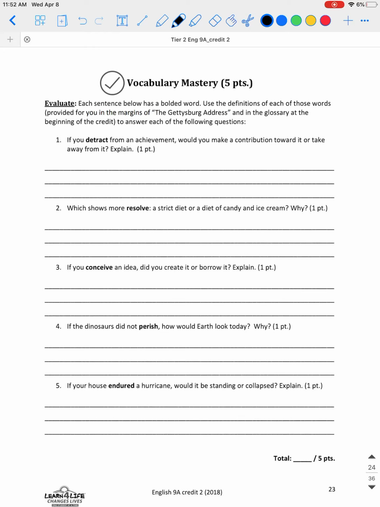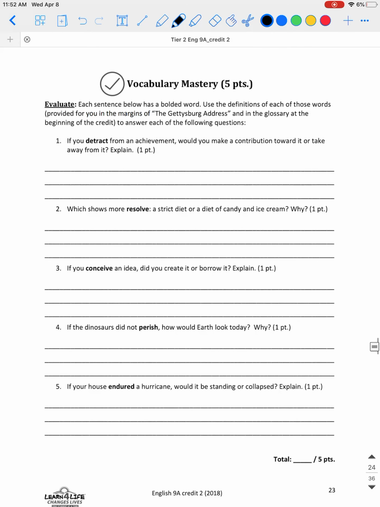I will read number 2, which shows more resolve, a strict diet or a diet of candy and ice cream. Number 3, if you conceive an idea, did you create it or borrow it? Number 4, if the dinosaurs did not perish, how would Earth look today? And number 5, if your house endured a hurricane, would it be standing or collapsed?